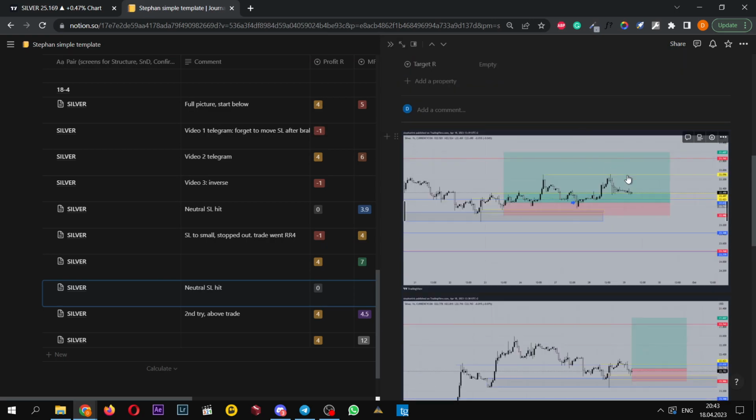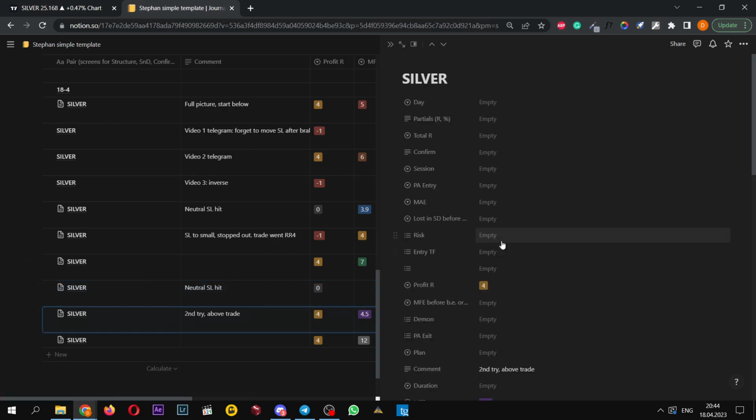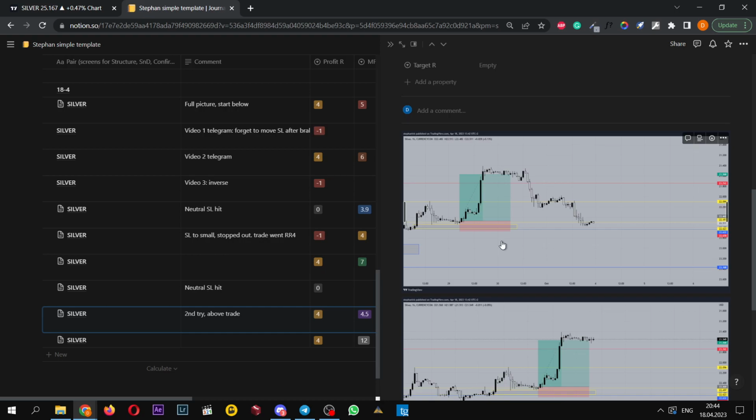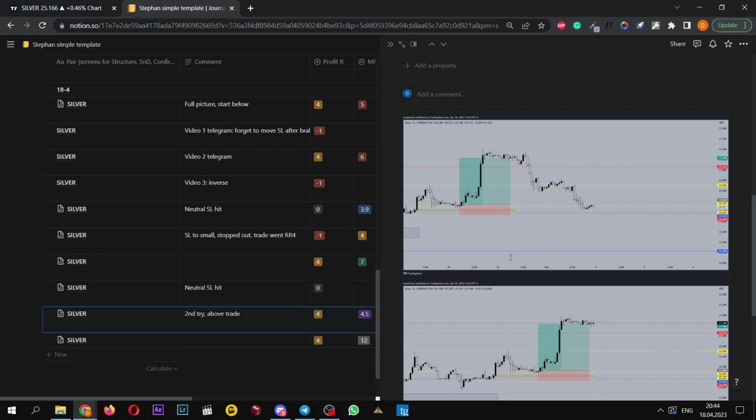I wonder if it went to the target eventually. So no data point here. Oh, second try. Okay, so this is really nice. This is really nice. Good zone, good entry, well done.